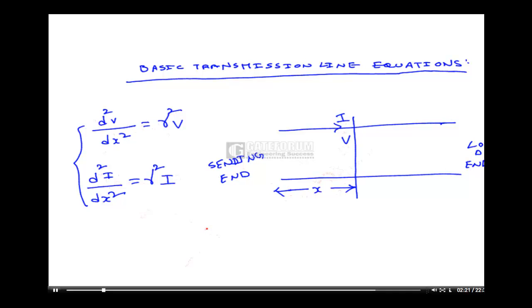Of course, we are going from the GATE examination point of view, so I am not going to derive how these equations came. I am just giving the form of the equations so that we can concentrate more on problems. The basic equations of a transmission line: d square V by dx square is equal to gamma square V, d square I by dx square is equal to gamma square I, where V and I are voltage and current at any point on the transmission line from the sending end.